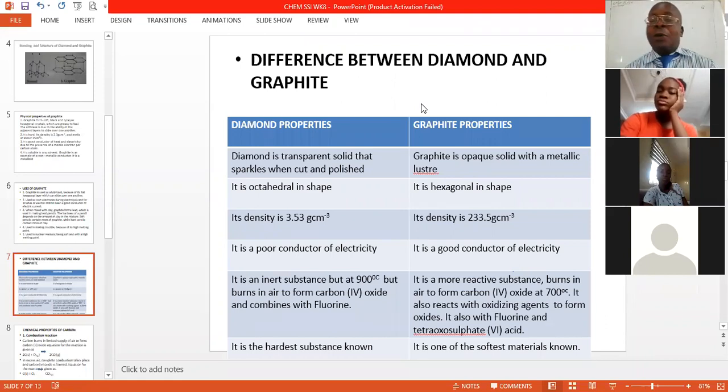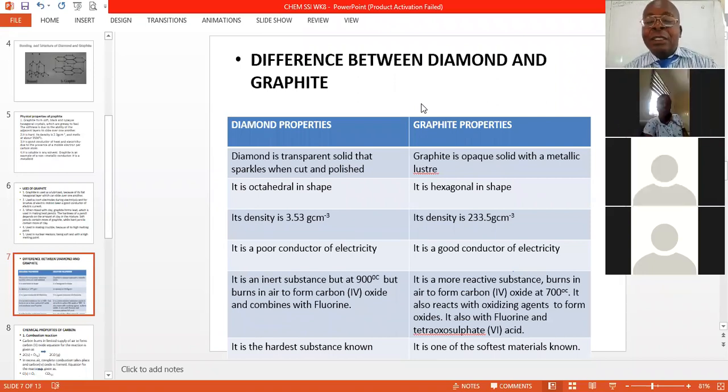Diamond is the hardest substance known. You already know that. While graphite is the softest material known.